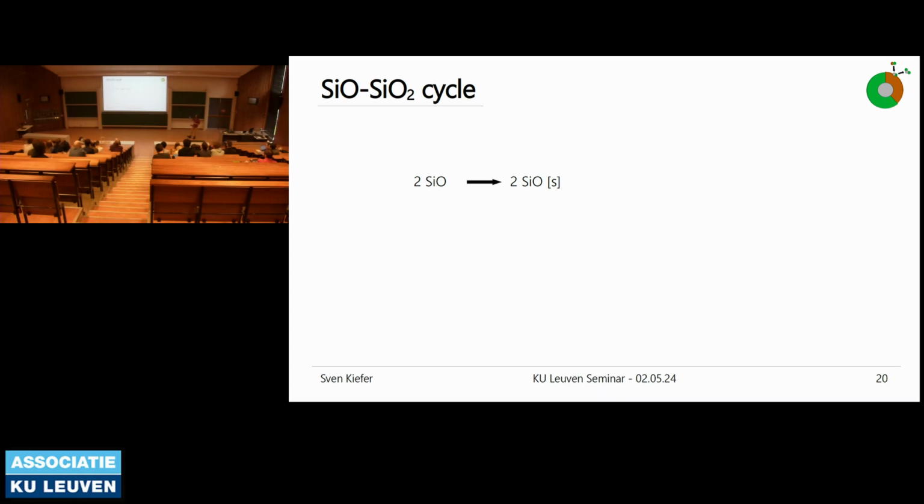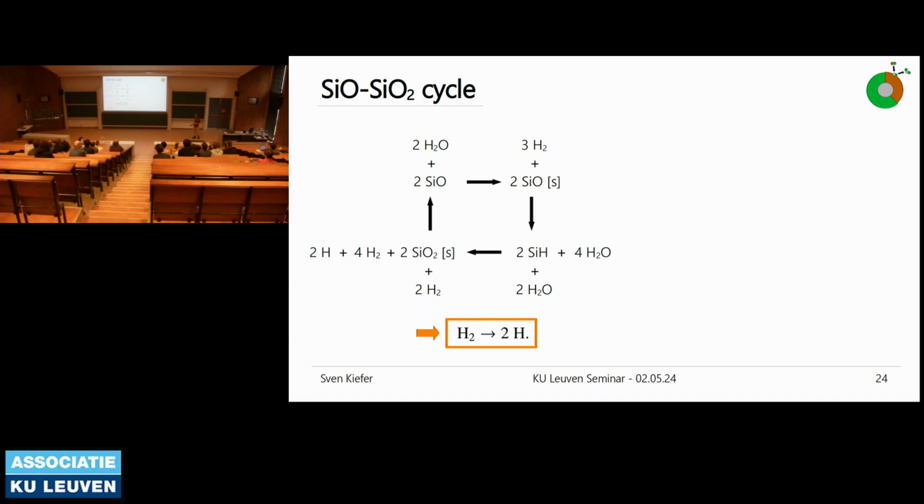Now this SiO in the cloud particle can then react with H2 to form SiH and some H2O. Now this SiH can then use some water to go into SiO2 within the cloud particle. And then this SiO2 can go with another H2 back to SiO in the gas phase. Now I can see you all staring very much at this cycle and trying to figure out, okay, but what is actually happening? Well, if you go through the whole cycle, what actually happens once you do one turn is that you dissociate molecular hydrogen into atomic hydrogen. So that is what it does. So you can see here, we have the 2H, and here the H going in.